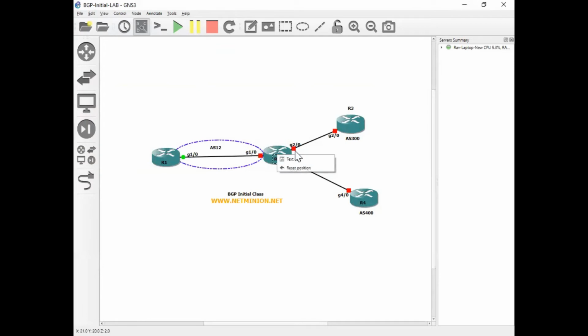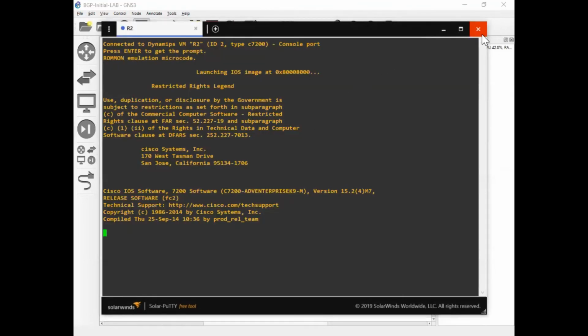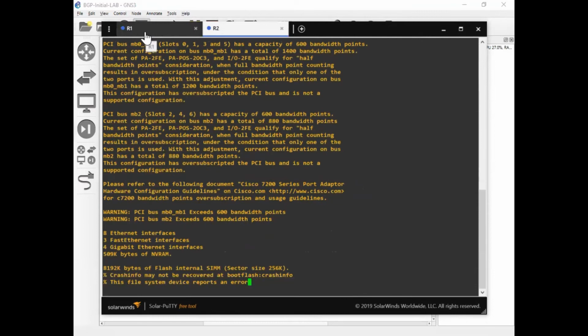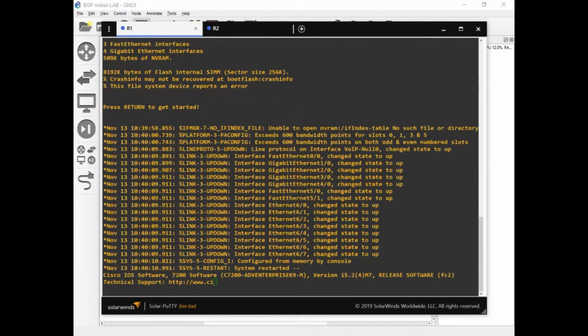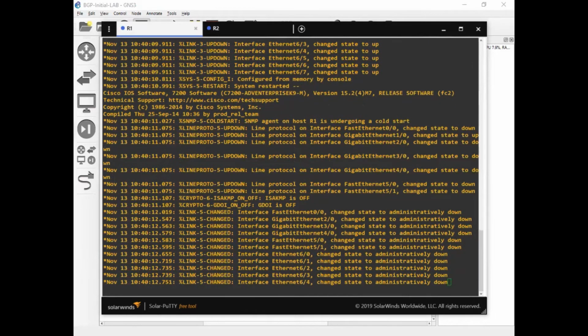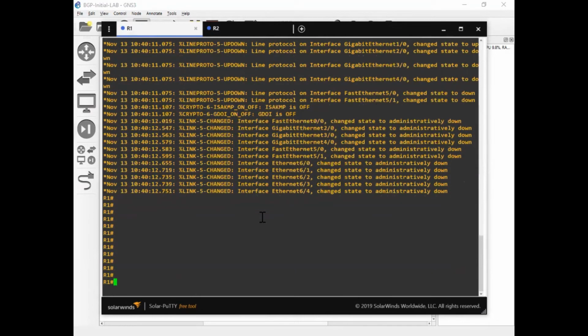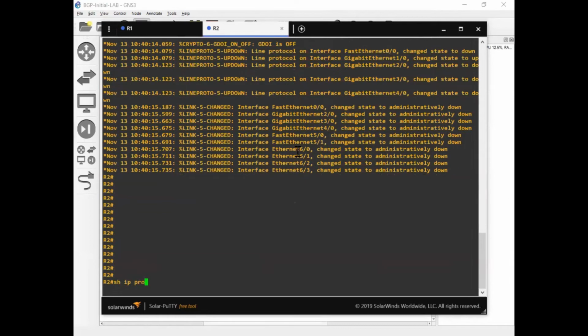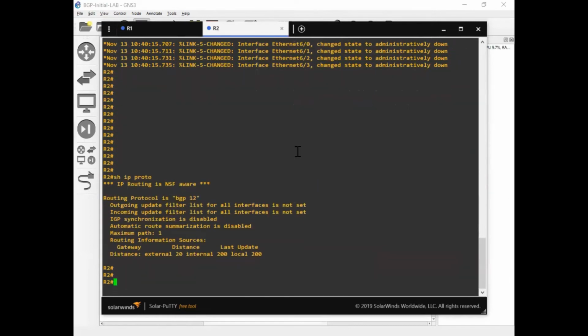This is our R1. This is our R2. In between R1 and R2, I am considering it as number 12. Let us see. Show IP protocols. There is no protocol yet. Show IP protocol. BGP 12 is configured over here. Do show run section router BGP.